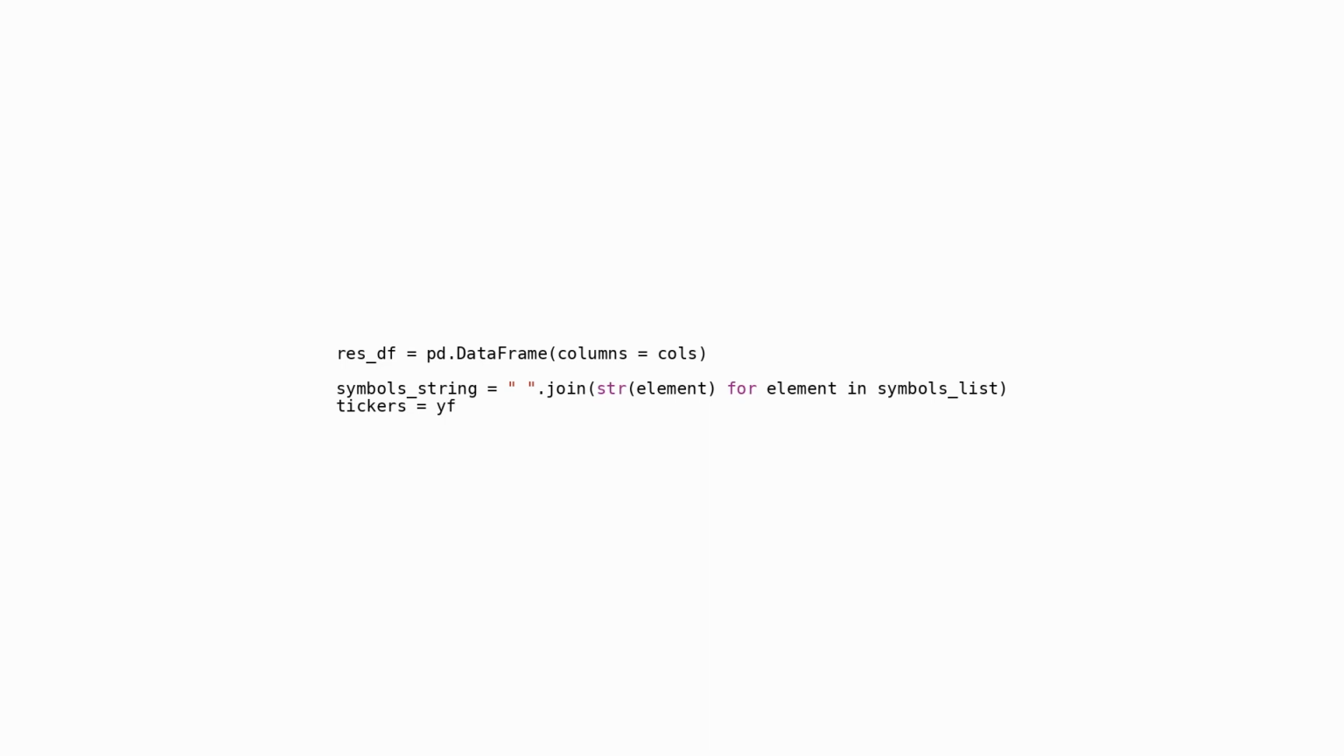The following code snippet illustrates how to store financial data for multiple stock tickers into a Pandas data frame using the Yahoo Finance API. Below is a summary of the code's functionality. 1. Initialize an empty data frame with specified columns. 2. Convert a list of stock symbols into a string format. 3. Utilize the Yahoo Finance API to fetch data for the stock symbols provided in the string format. 4. Return the symbols string for potential further user reference.